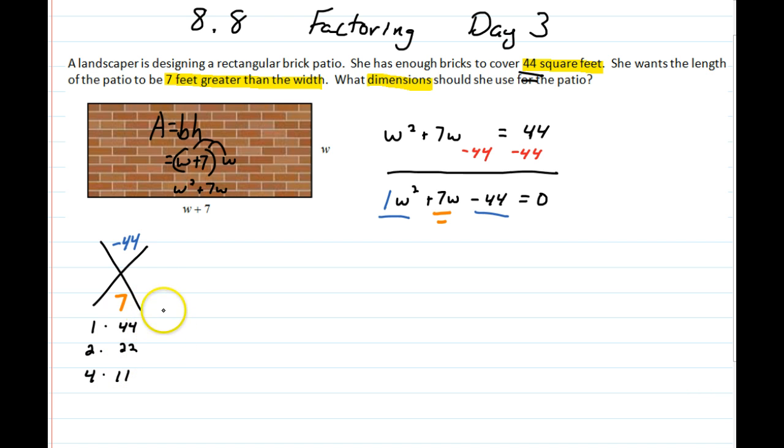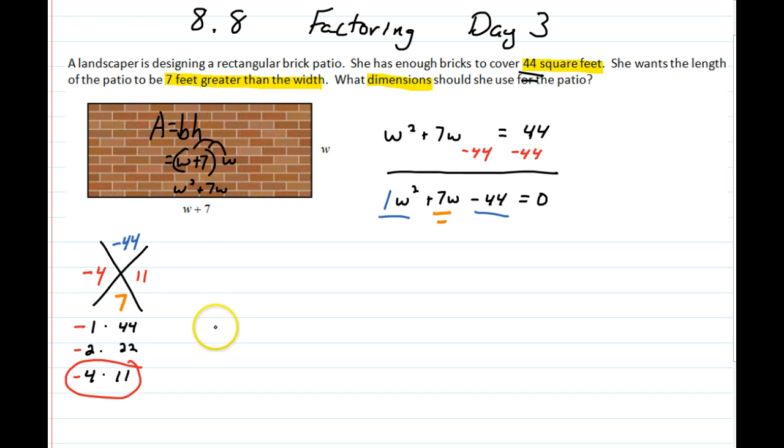multiply to negative 44. So since it's negative, that means one of them has to be negative. And since my answer down here, when I add them together, is positive, that means the bigger number has to be positive. So that tells me that one of these on the left has to be negative. And so between these two numbers, when I add these together, I get 7. So that tells me I have negative 4 and 11.